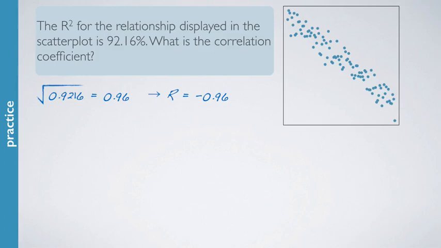So when you're going from R squared to R, you want to first rely on your calculator or computation to give you the numerical answer, but then you want to look at the relationship between the variables, a scatter plot of the relationship, in order to determine whether the sign of that correlation coefficient should be positive or negative.